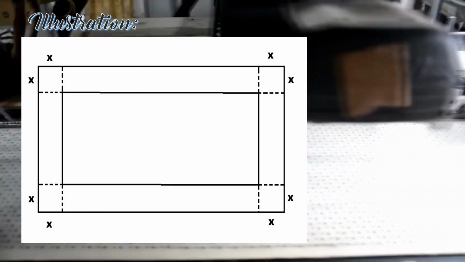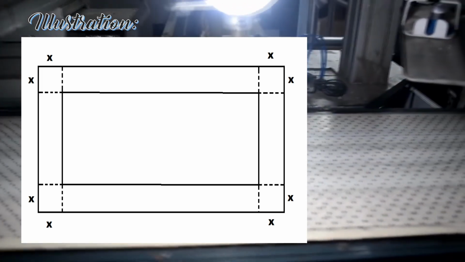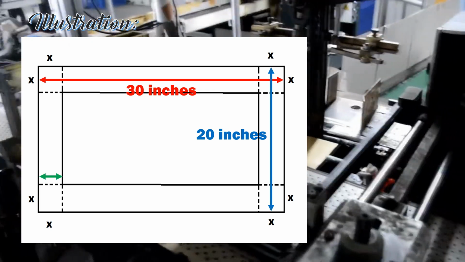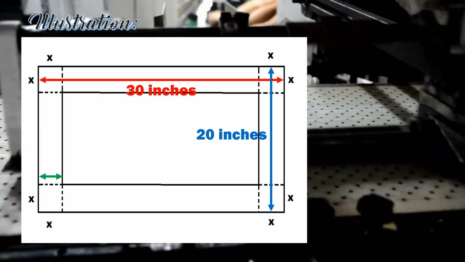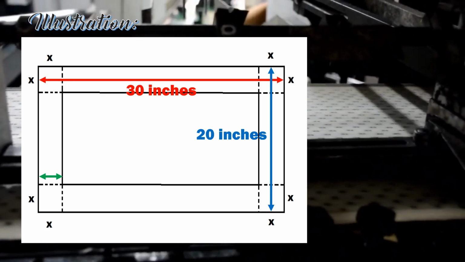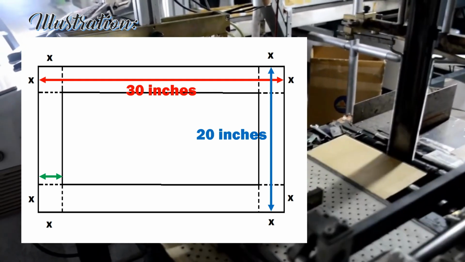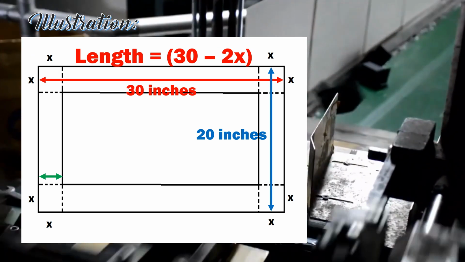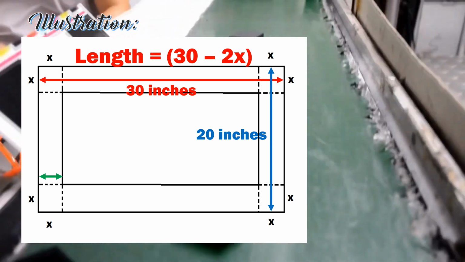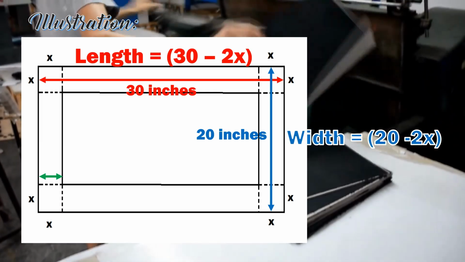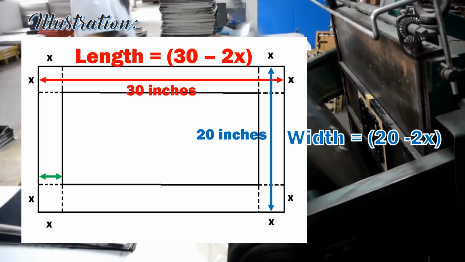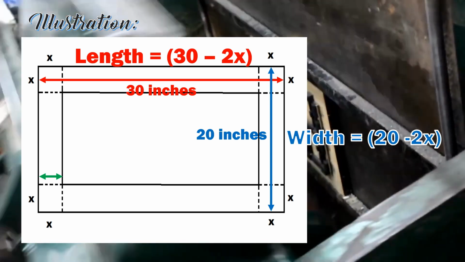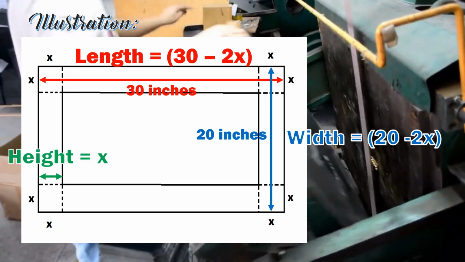To solve this, we can illustrate the rectangular sheet with its cutouts. We can make the dimension of the square cutout the variable x. If we remove the square cutouts, what will be the length of the base of the box? Good! The length will be 30 minus 2x inches. How about the width of the base? Good! It is 20 minus 2x inches. Now how about the height? Well done! The height will be x.